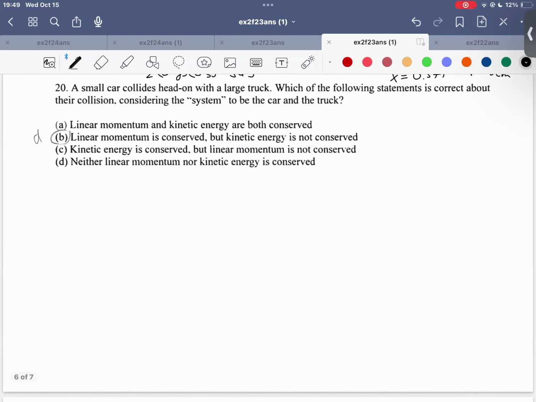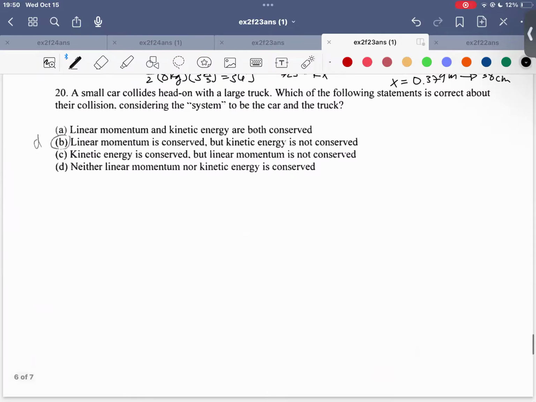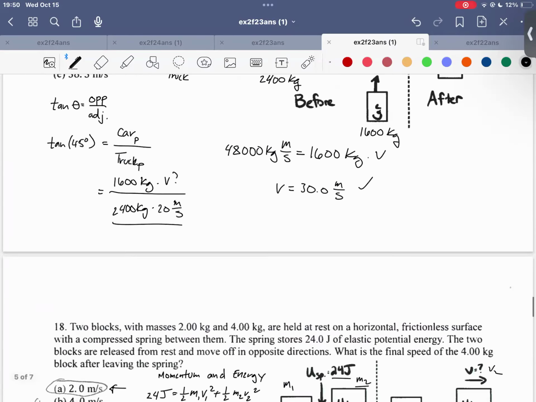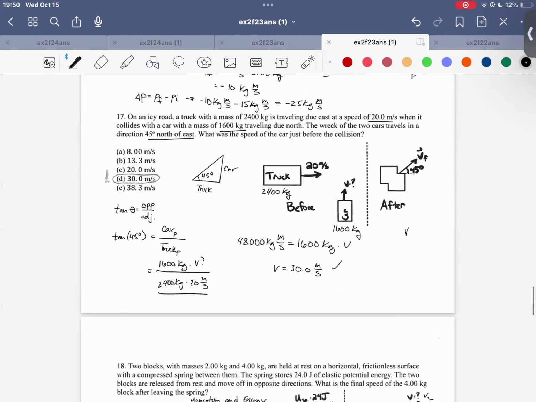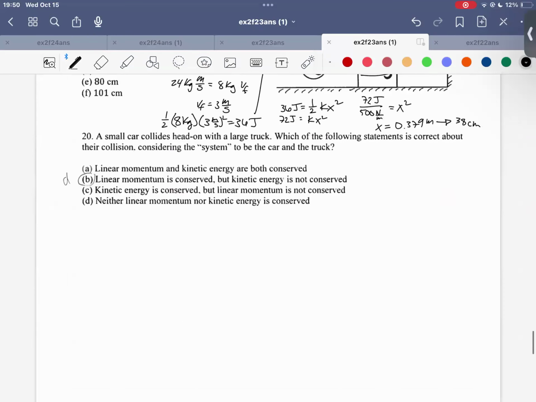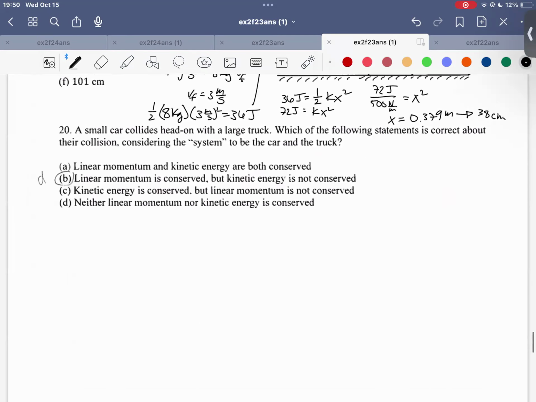Okay, so 20, we're told a small car collides head-on with the large truck. Which of the following statements is correct about their collision, considering the system to be the car and the truck? So this is like the same thing as what we have here, right? Based on the way we solve these, we know for sure momentum is conserved, right?